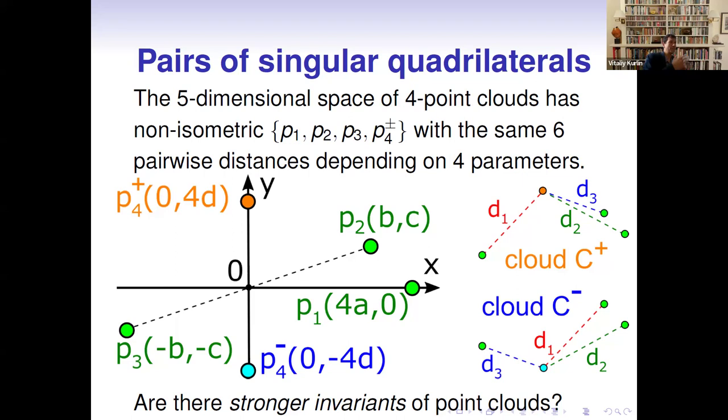Six interpoint distances. For example, I give you six numbers equal to one. Triangle inequalities are satisfied. Is there a quadrilateral with six interpoint distances equal to one? Can you draw it on the plane? Degenerate or any? Four points in the plane with six interpoint distances equal to one. Is it possible or not?